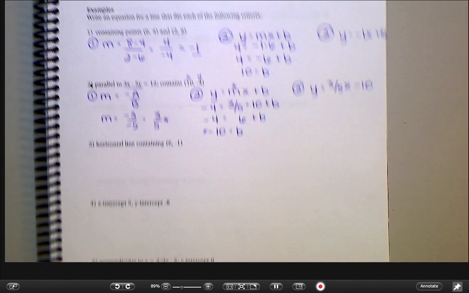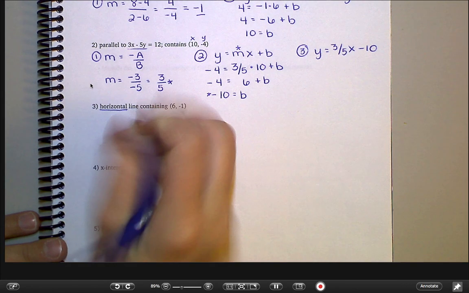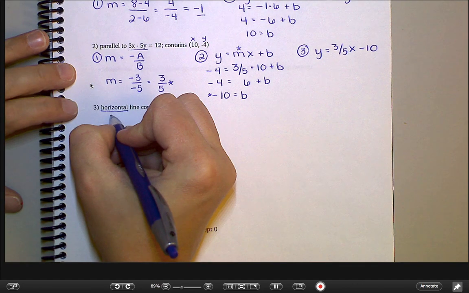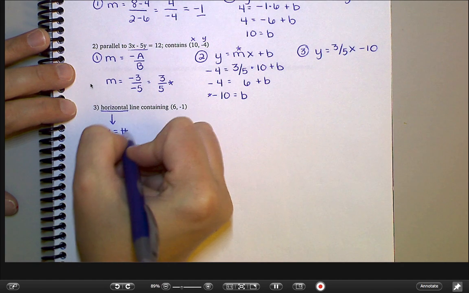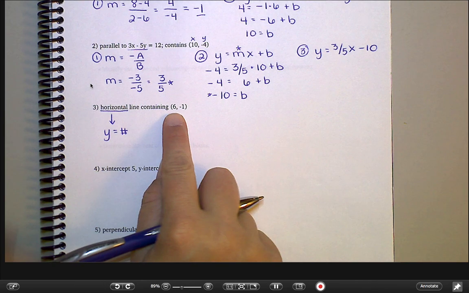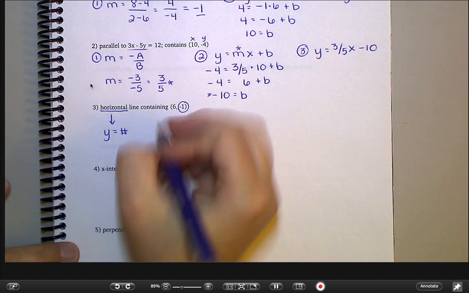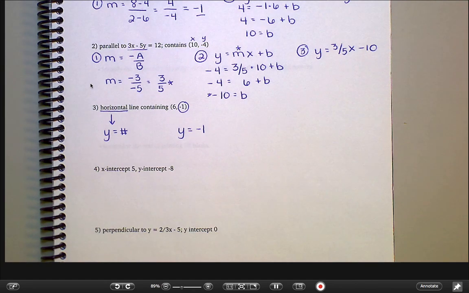Okay, so when I get to that third one, I see this word, and immediately this whole process goes out the window for me. And not in a bad way, okay? Because these should be super easy. As soon as I see horizontal line, my brain is thinking, I know it's going to be y equals some number, okay? Because I know that's how a horizontal line works. So then it's just a matter of looking at this and saying, well, what does y have to equal? Y has to equal negative 1. So my equation is just y equals negative 1. And I'm done.